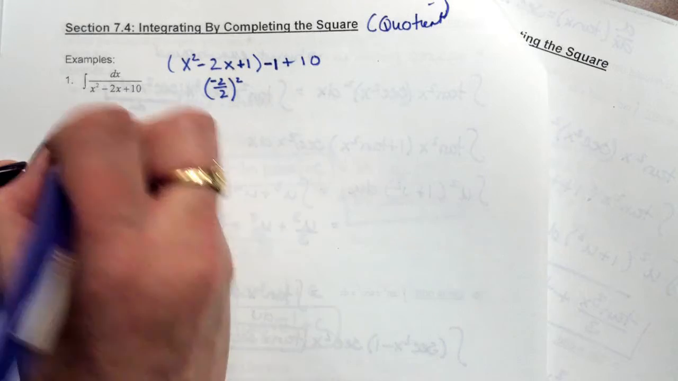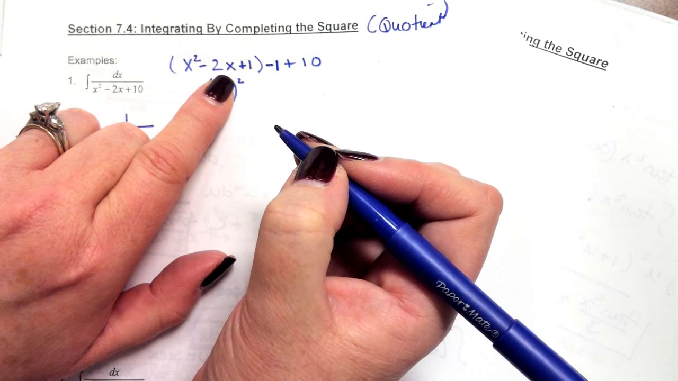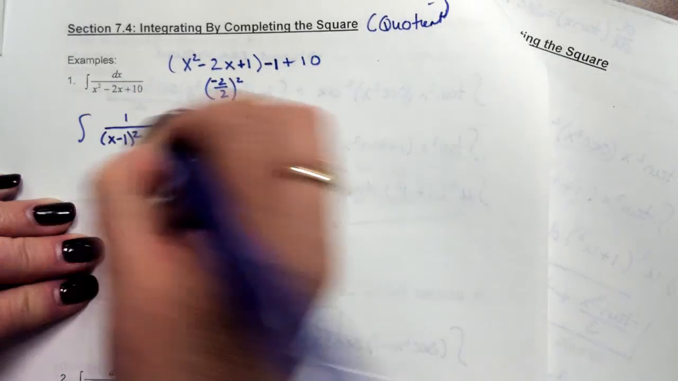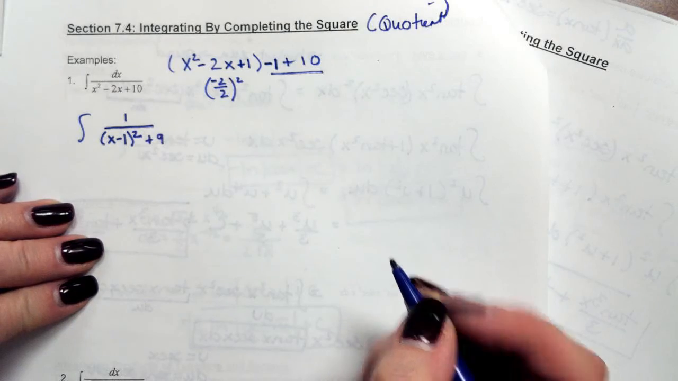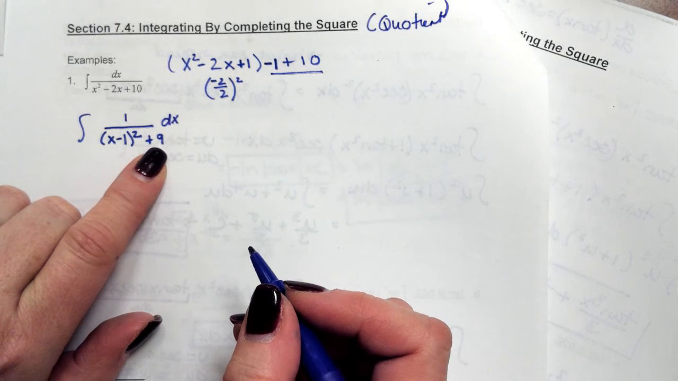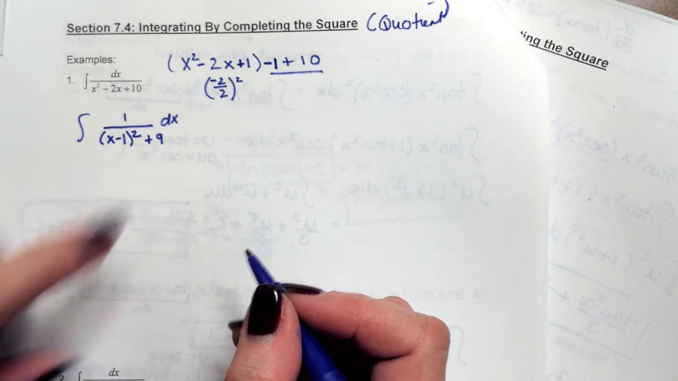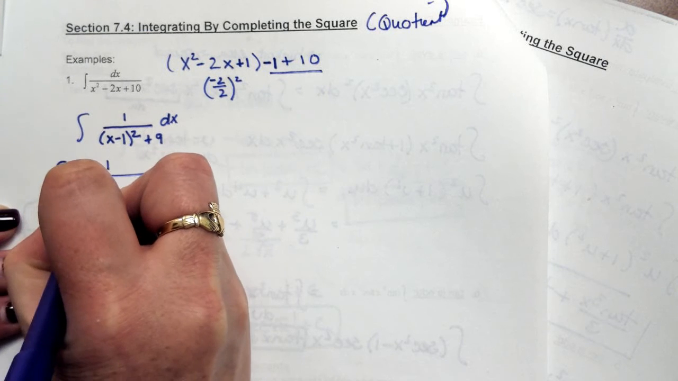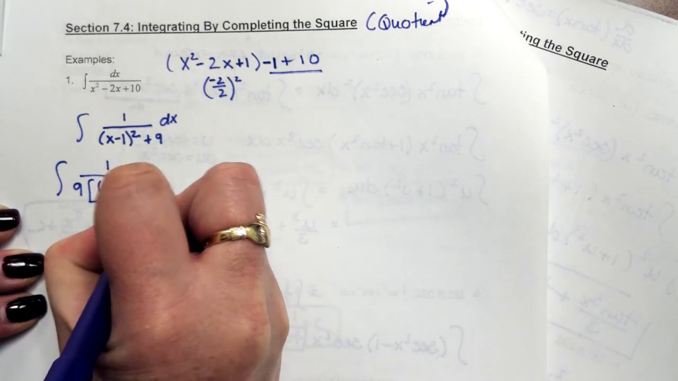So I can rewrite now this integral as 1 over, remember when you complete the square, you now have a perfect square trinomial, which factors into a binomial to the second power. And then negative 1 plus 10 would give me a plus 9, dx. So now this is setting up to possibly be one of my inverse tangents. But remember, this has to be a 1. So what I need to do then is factor a 9 out of this denominator. So when I factor a 9 out, that's going to give me x minus 1 squared over 9 plus 1, dx.